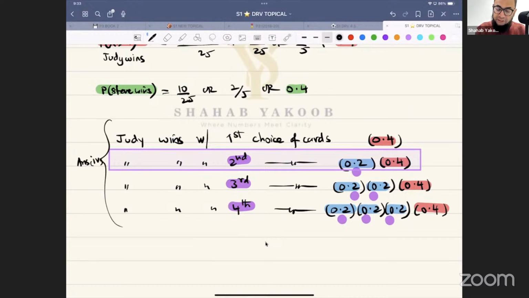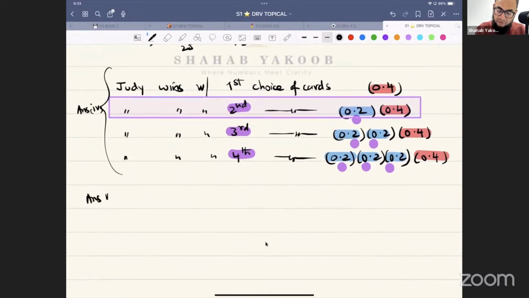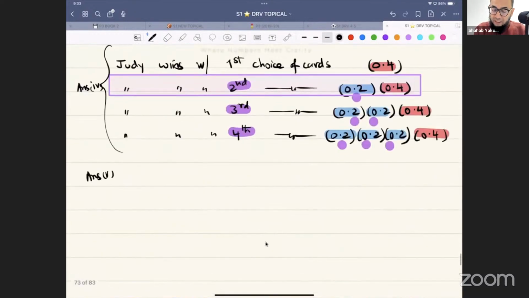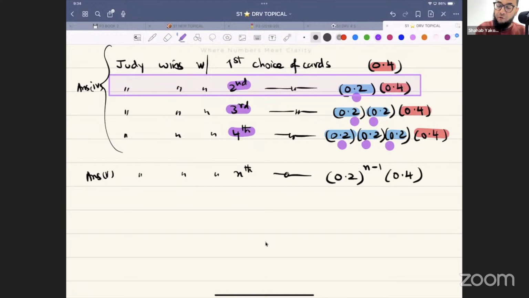And this pattern was developed for the answer of part 5, which is Judy wins with the nth choice of cards. So look over here. If there is 2, there is power 1. If there is 3, this 0.2 can be written as a square. If it's 4, this 0.2 can be written as a cube. Therefore, this 0.2 is raised to the power of n minus 1, into 0.4. Yes, it's out of the box. So this is the red thing and this is the blue thing raised to the power of n minus 1. That is the number pattern they were trying to develop.